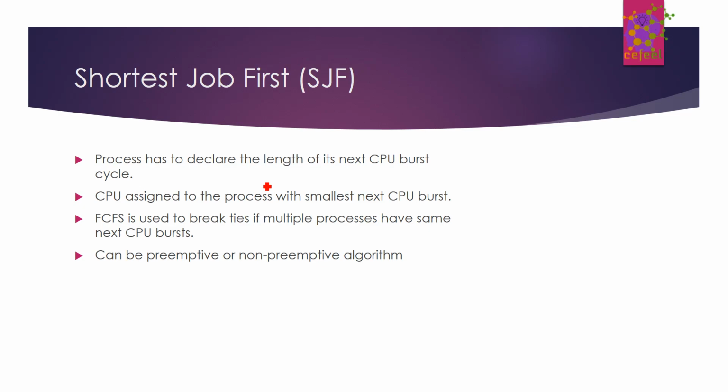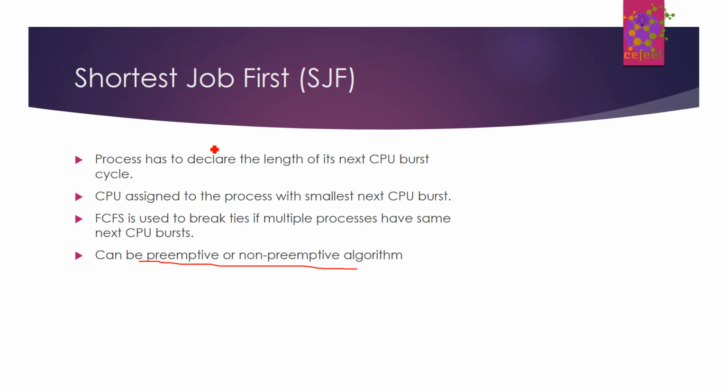And as we can see, shortest job first can be preemptive or non-preemptive. It's preemptive when the CPU can be taken away from the current running job. So let's say a job is running on the CPU, but a new job comes that has a very small next CPU burst. The dispatcher can now context switch, or remove the job running on the CPU, and assign the new process the CPU. So this happens when it's preemptive.